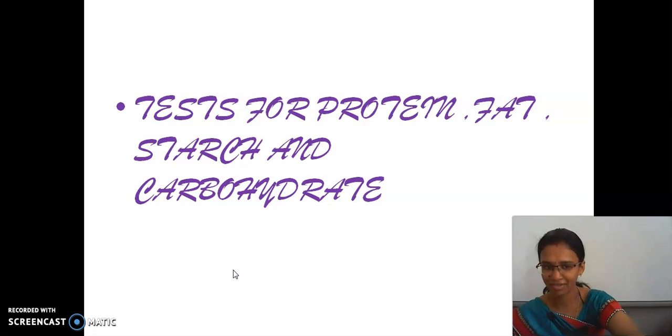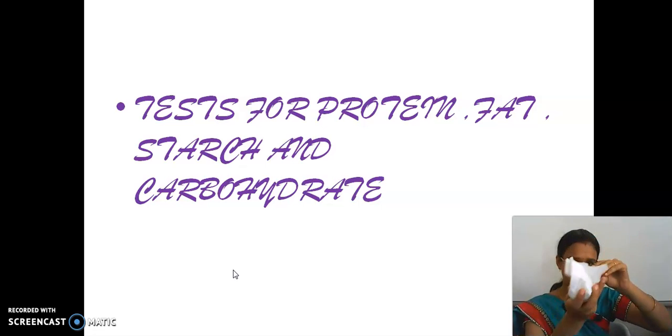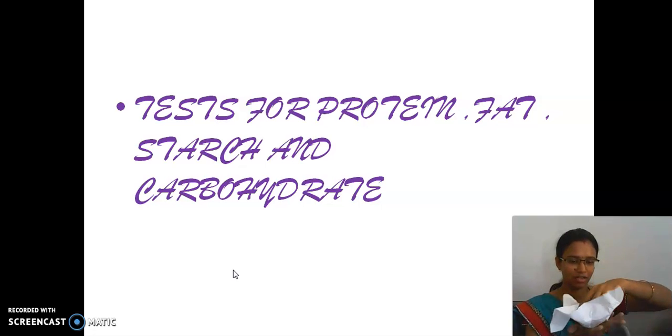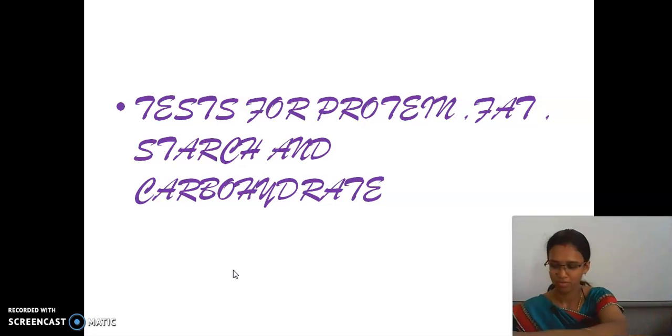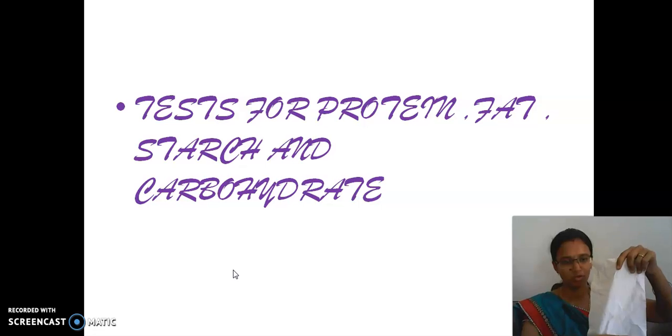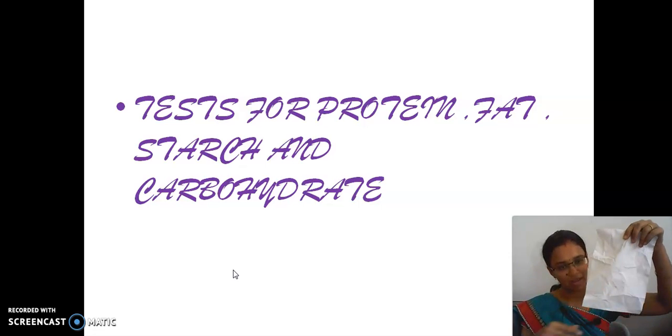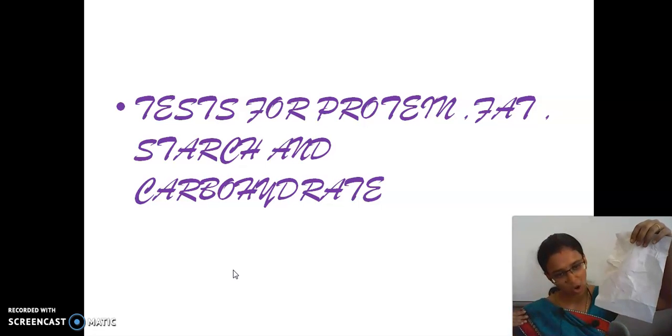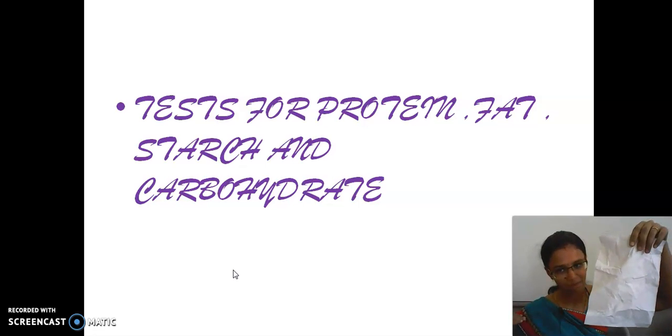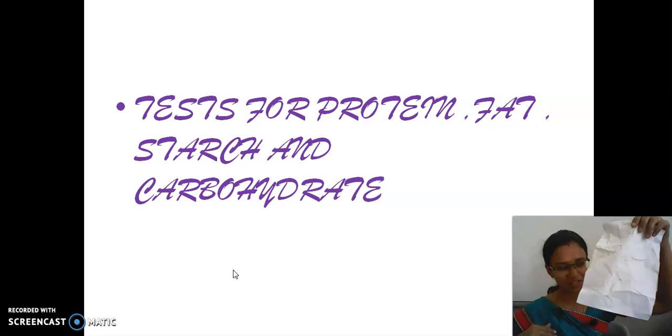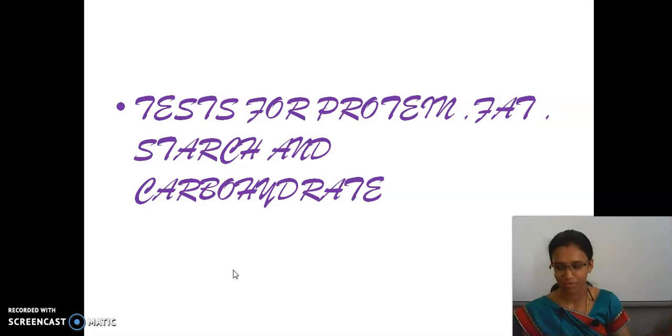First what we have done with potato. So we will unfold it. Now see how the paper looks like. Is there any oily patches in the paper? Say yes or no? No.